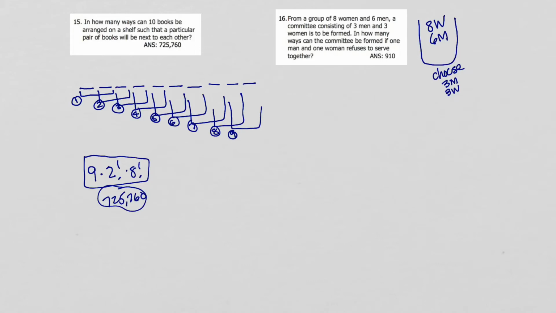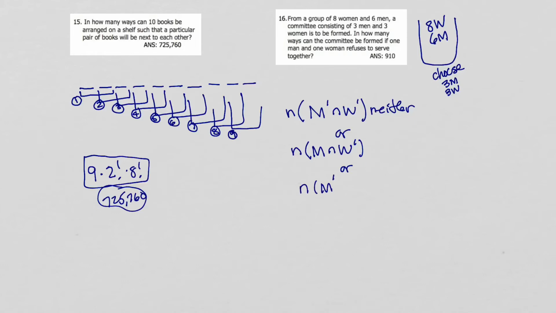So here's one way that this could happen. What if the man does not serve and the woman does not serve? In other words, neither one of them is on the committee. So we could count this. What's the number of ways that the man does not serve and the woman does not serve? That could happen, right? Keep them both off the committee. Or maybe exactly one of them is on the committee. So maybe the man serves and the woman does not. Or maybe the man does not serve and the woman does. So let's count these.